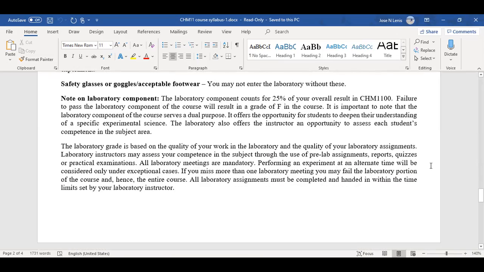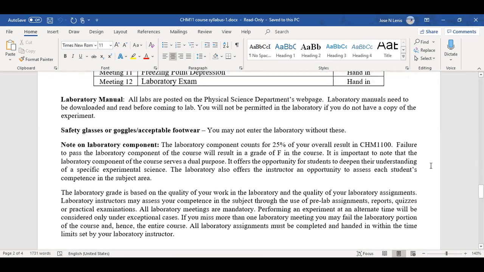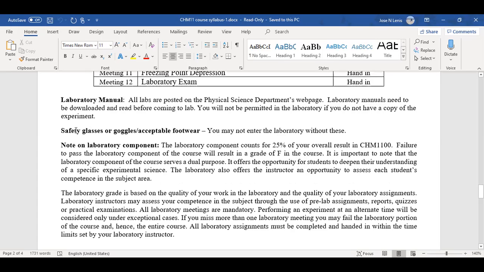All right, so basically that is all. Here I left this on purpose. This is what I used to require when we go to the lab: safety glasses, goggles, and acceptable footwear. I left this on purpose because I still want you to remember that chemistry requires you to know about safety, all right?